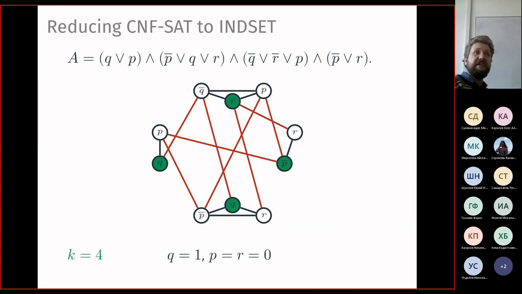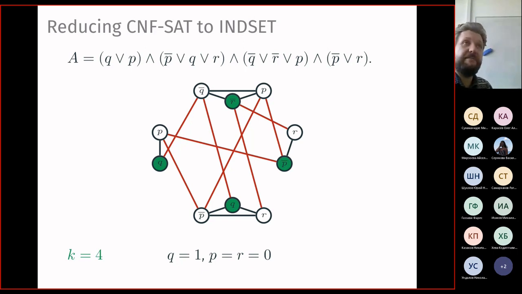And this will indeed be a satisfying assignment, because in each clique, you will have at least this one vertex with the corresponding value. And this will be true. This green vertex will be true. Therefore, the whole disjunction will be true. And the other way around.